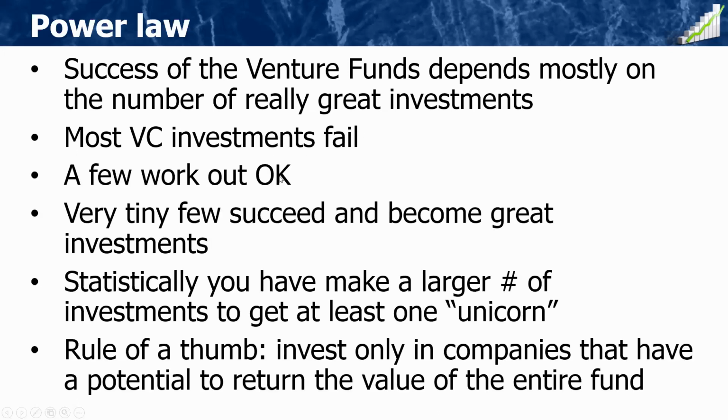If you work okay and very tiny succeed a lot, statistically, you have to make statistically wise decisions, right? You have to make a larger amount of investments to get at least one unicorn or at least one from that right tail. And all that is put into one rule of thumb. Venture investors try to invest on average, right? They keep that in mind. They try to invest only in companies.